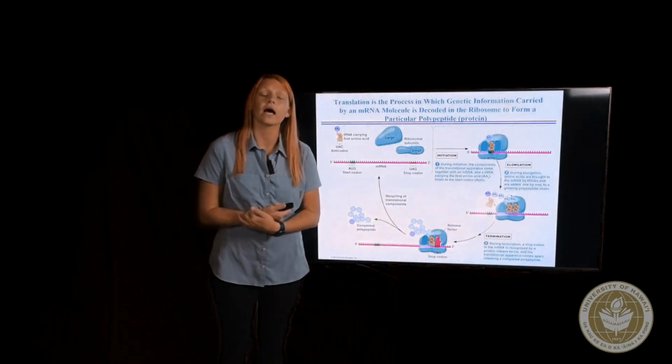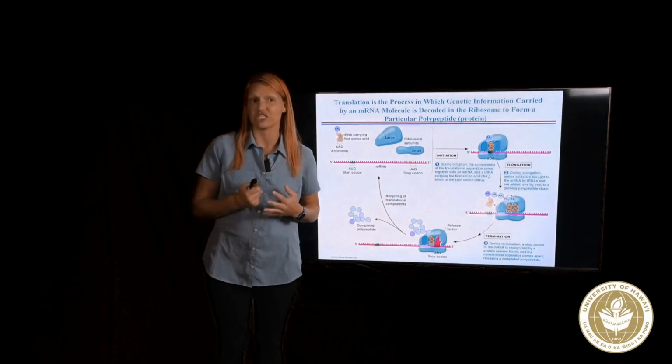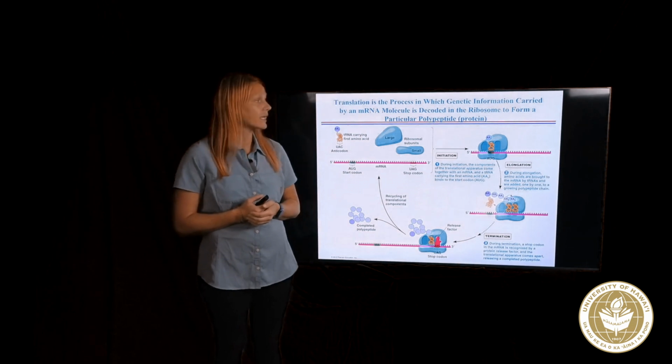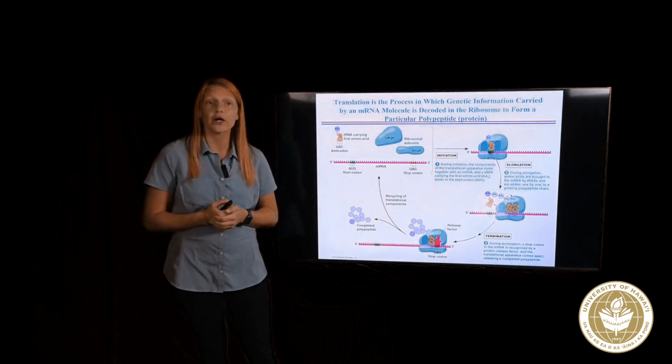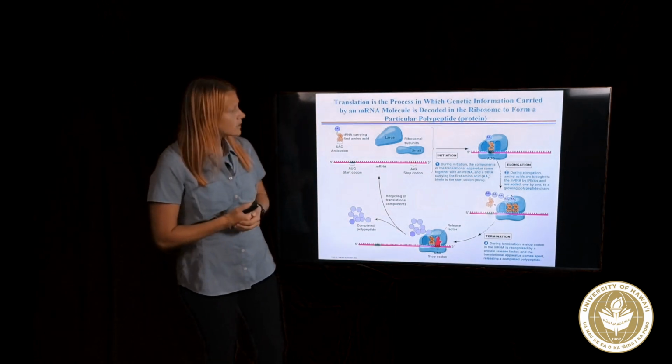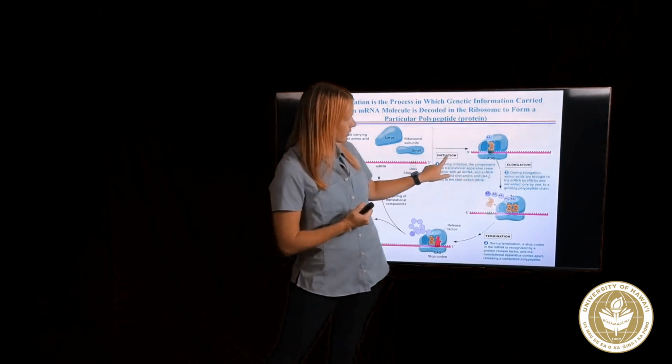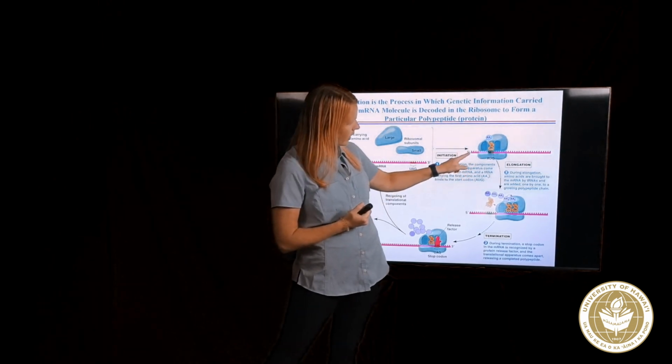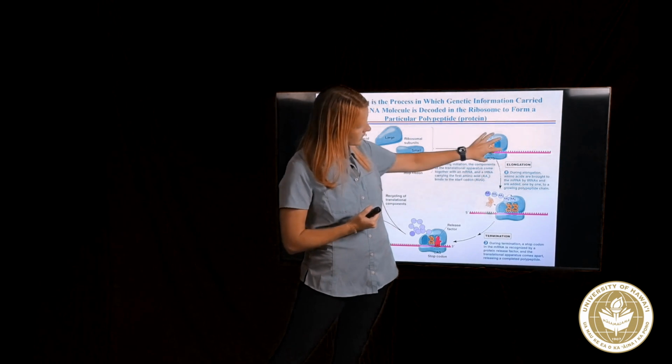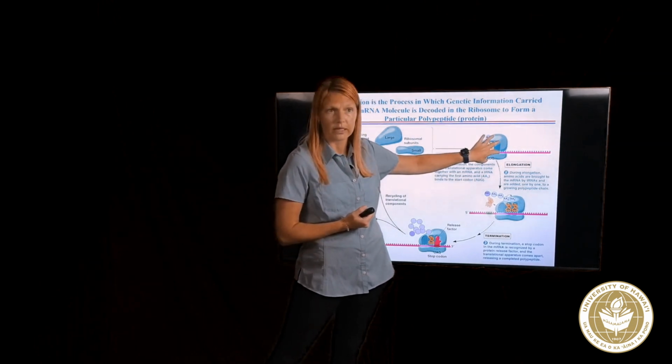So the first part of translation is going to be initiation. And initiation begins with that mRNA binding to the ribosome. So you see that happening right here. This is initiation. Here's your mRNA in pink. It's going to bind to this blue ribosome, right?